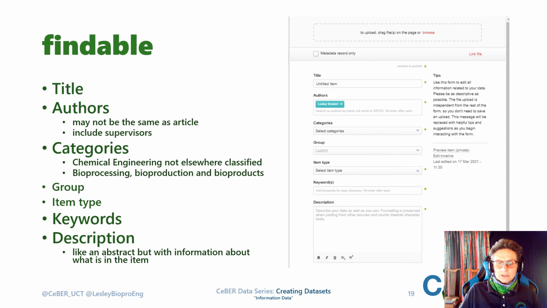And then in the description, basically put in something that's a bit like an abstract, but with information about the data set. So sometimes you'll actually use your abstract or a part of your abstract from your publication, and then add information that's specific to the data set. And all this information will ultimately help people to find your data set.